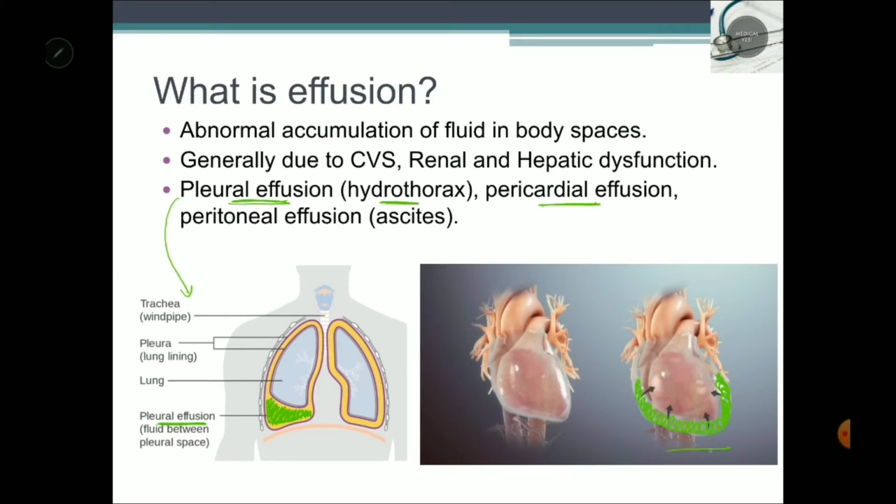So it's pericardial effusion. Another example of effusion is peritoneal effusion, in which the fluid gets accumulated inside the peritoneal cavity. Now this one is given a special term known as ascites. Ascites is a very important and very commonly used term, so make sure you know what ascites means.